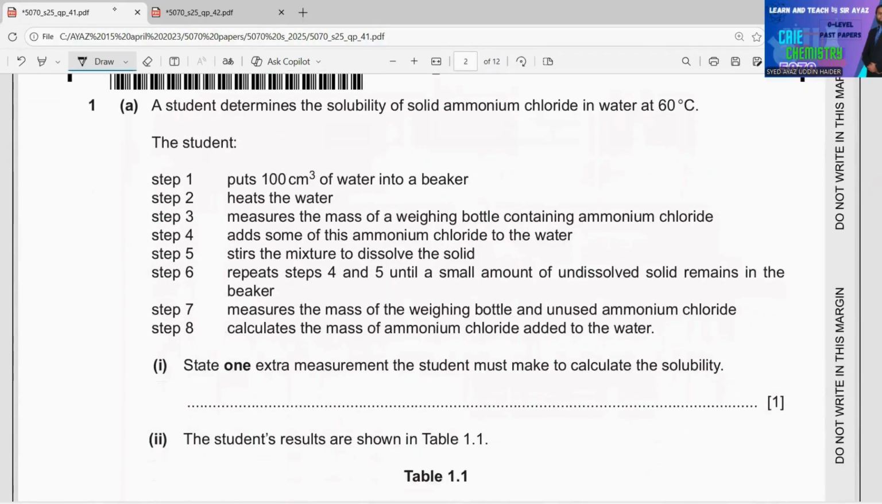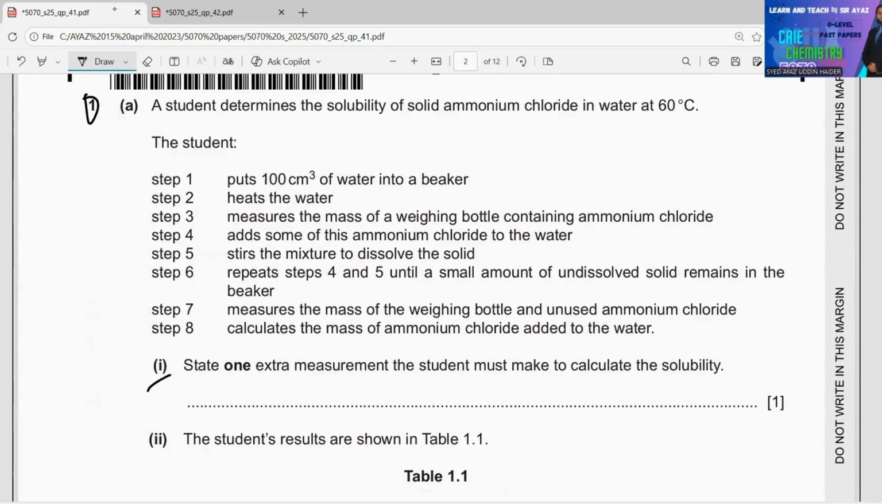The student determines the solubility of solid ammonium chloride in water at 60 degrees centigrade. The student, step 1, puts 100 centimeter cube of water into a beaker. Step 2 measures the mass of a weighing bottle containing ammonium chloride. Adds some of this ammonium chloride to the water. Stirs the mixture to dissolve the solid. Repeats steps 4 and 5 until a small amount of undissolved solid remains in the beaker. Measures the mass of the weighing bottle and unused ammonium chloride. Calculates the mass of ammonium chloride added to the water.